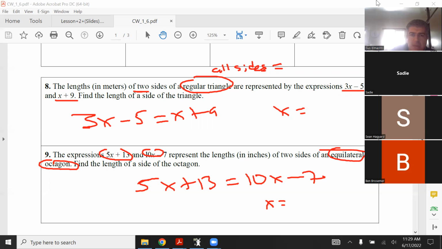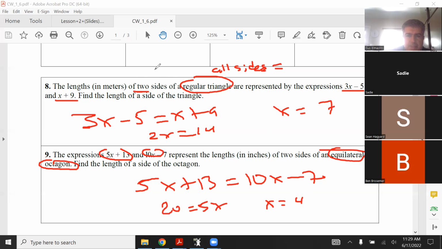Let's see. Someone put in the chat x equals 7. I'd agree. Totally agree. And then the other one, four. Yeah, I'd agree. Hold on. Yeah, because you have 20 equals 5x, x equals 4. Yes, good.